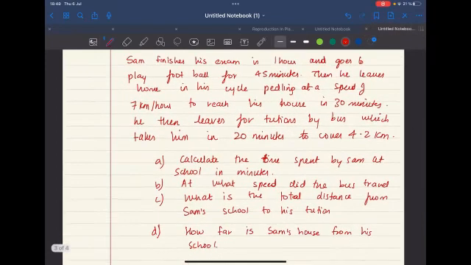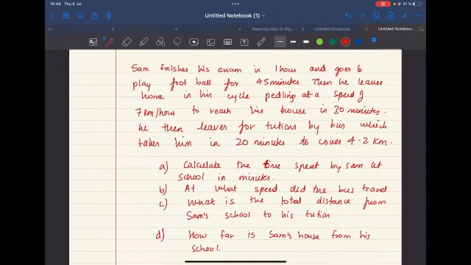Okay. Sam finishes his exam in 1 hour and goes to play football for 45 minutes. Then he leaves for home on his cycle, pedaling at a speed of 7 km per hour to reach his house in 30 minutes. He then leaves for tuitions by bus, which takes him 20 minutes to cover 4.2 km.